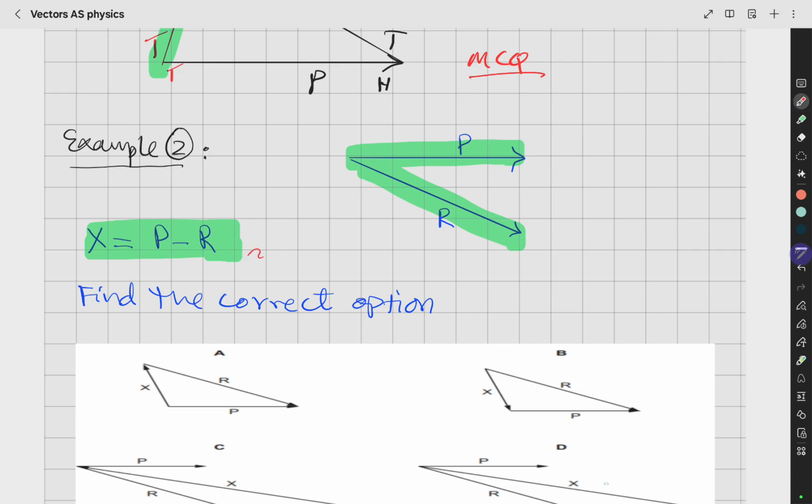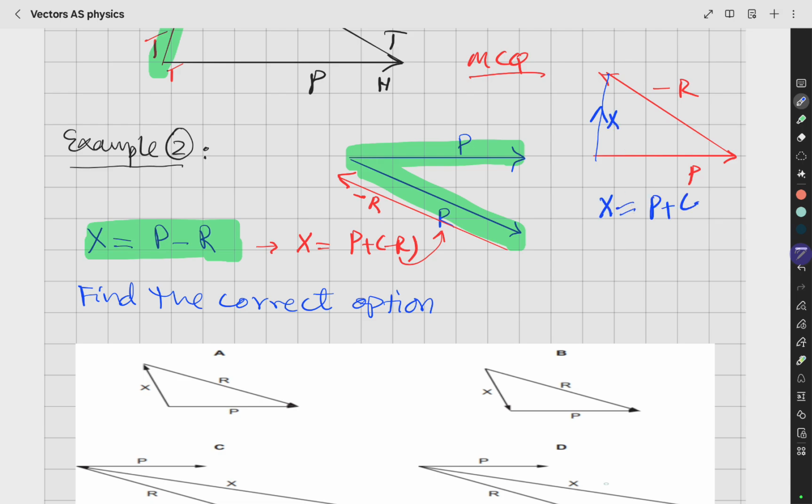So again it's the same thing. You never subtract vectors, so you'll say x is equal to p plus minus r. So minus r is a negative vector of r. So it will have the same magnitude, same length, but opposite direction. So this will be minus r. So what you do is, if this vector is your p, then according to head to tail rule, this vector will be your negative r vector. And then obviously the resultant should be like this. So this should be your resultant. So one way is this: x is equal to p plus minus r. So x is equal to p minus r.